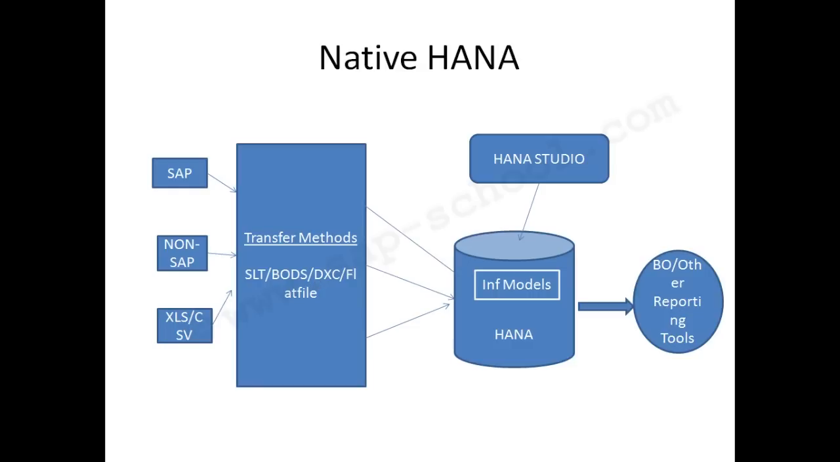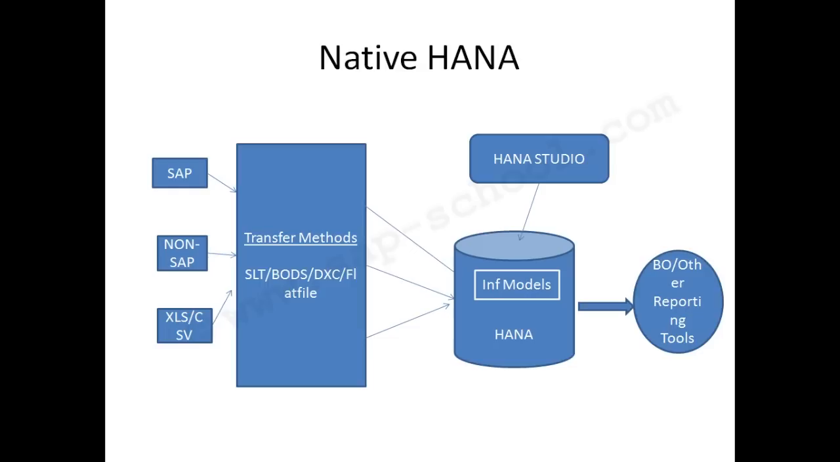And then we have the DXC, which is the Direct Extractor Connection, which is nothing but, in SAP, we have SAP delivered data sources which are a replica of the database tables. So it's basically a structure where you can transfer data from SAP ECC to BW. So we are using those data sources to transfer data from the SAP systems into the HANA database.